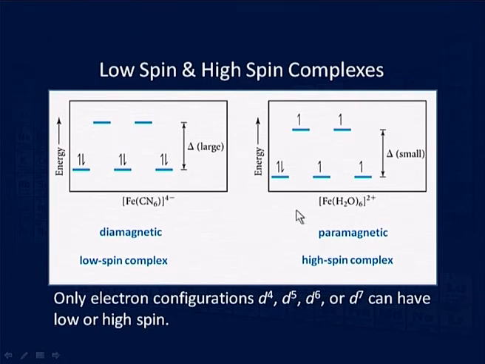So, as I said, the first 3, that is d1, d2 and d3 complexes, will always be low spin complexes, but d4 onwards complexes can be either high spin or low spin, depending upon the value of delta and pairing energy. If the value of delta is very large, then electrons will try to remain paired, but if delta is small, electrons will try to remain unpaired, and therefore, depending upon this, we can observe diamagnetism and paramagnetism.